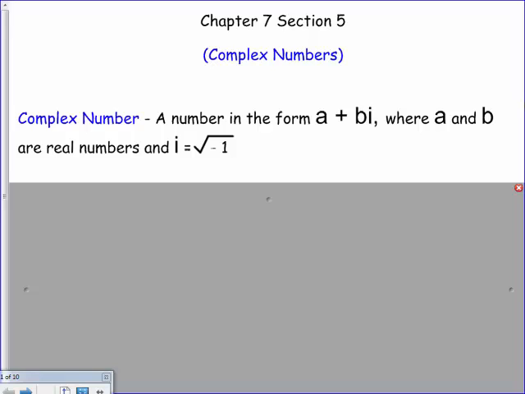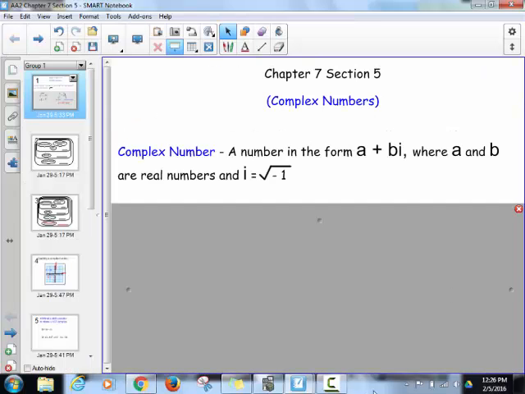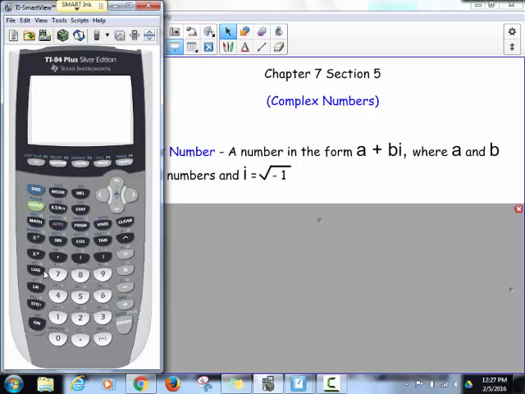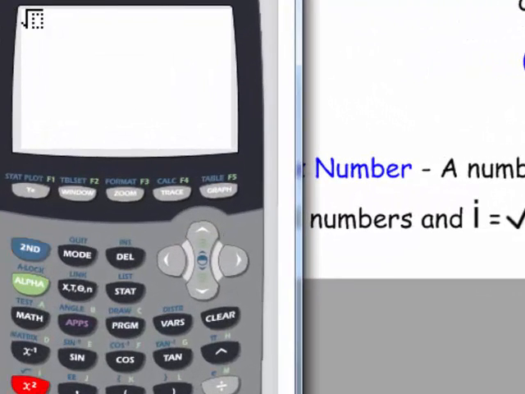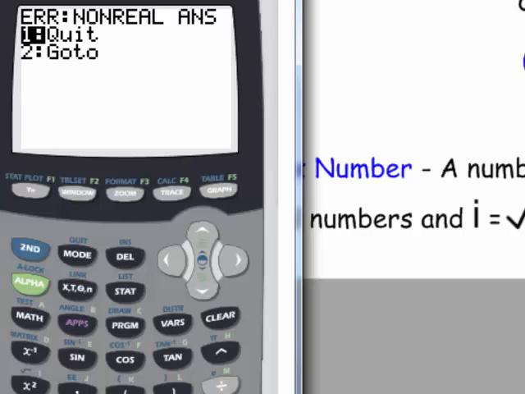Well, a complex number is written in the form a plus bi, where a and b are real numbers, they're actual numbers. And i, this is one of the important things, is going to stand for the square root of -1. Well, if we remember back when we first introduced square roots, can you take the square root of a negative? Let's just try it out here quick. Square root of -1. No, it doesn't work.